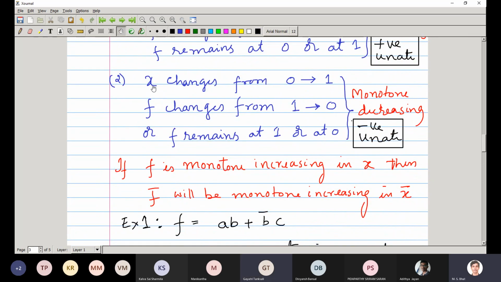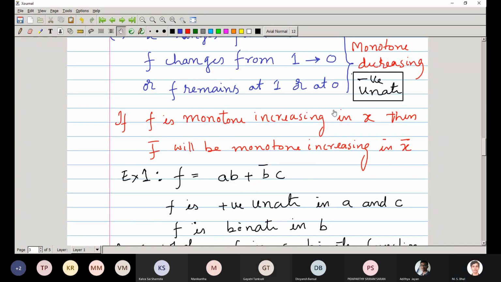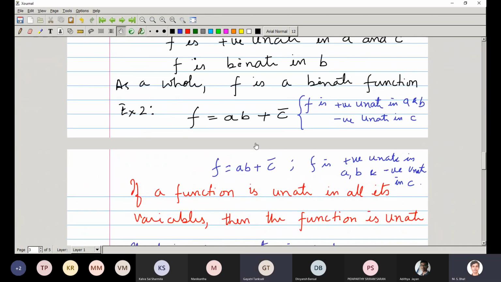That is the meaning of when x changes from 0 to 1. Now x is replaced by c in our example. When c changes from 0 to 1, f changes from 1 to 0. So it is a negative unit function. But if c is 1, the moment c is 1, this whole term becomes 0. Now you tell me, if a and b go from 0 to 1, then both of them, or anyone.